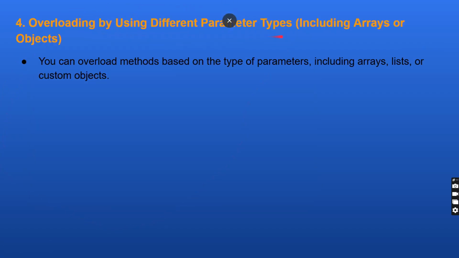Overloading by using different parameter types, including arrays or objects. You can overload methods based on the type of parameters, including arrays, lists, and custom objects. Now we'll see that.